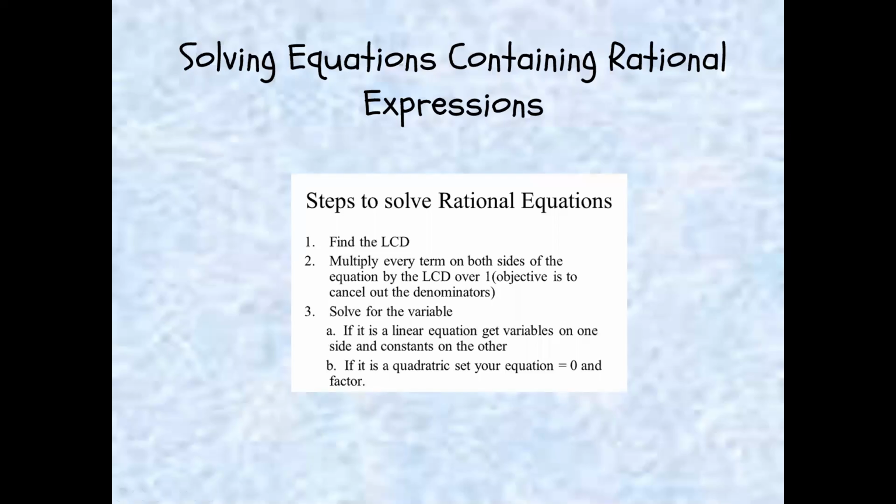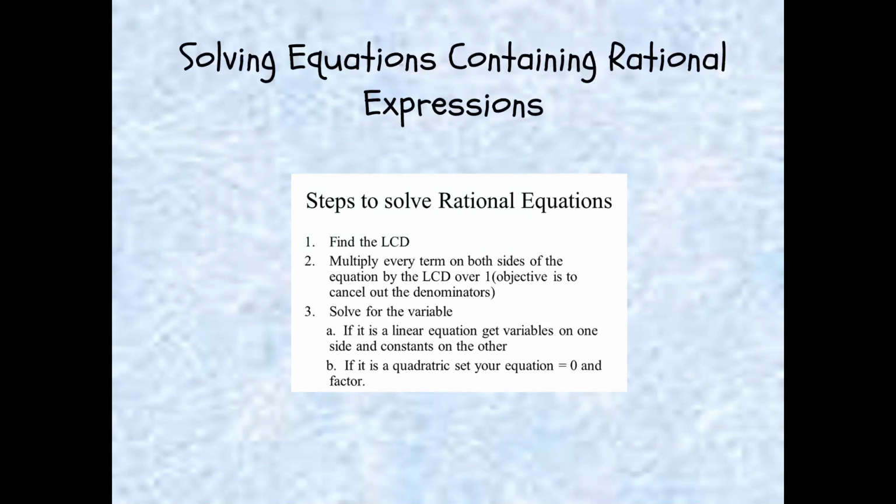So for our first lesson today, it's a fairly short lesson on solving equations containing rational expressions. So we have 3 steps. First thing we need to do is find the least common denominator, which is what we were doing yesterday. But this time we're going to multiply every term on both sides of your equation by the least common denominator over 1. So whatever our least common denominator is, we're going to multiply every single term by that, but we're just multiplying the tops. So the objective here today is to cancel out all the denominators.